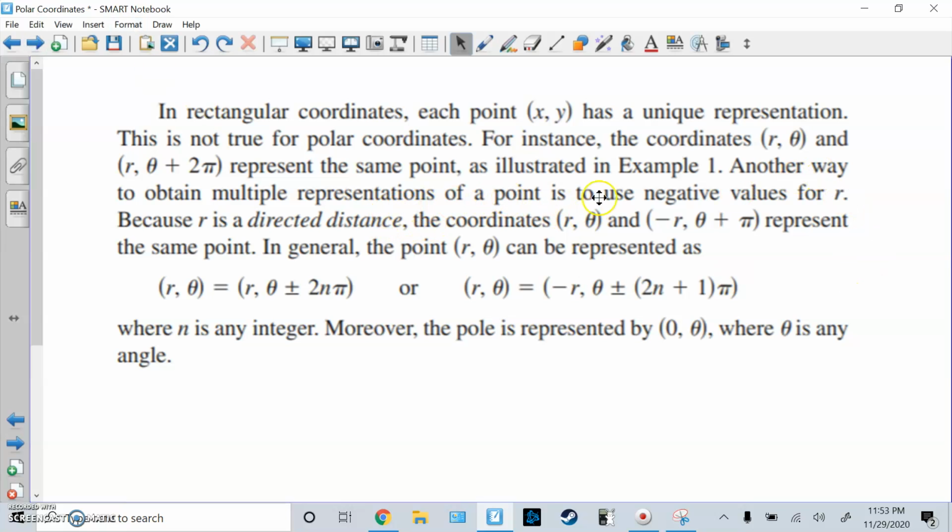You could also use negative distance, like I said earlier. So you could use negative r comma theta plus pi to get the same point. So here are the two forms.